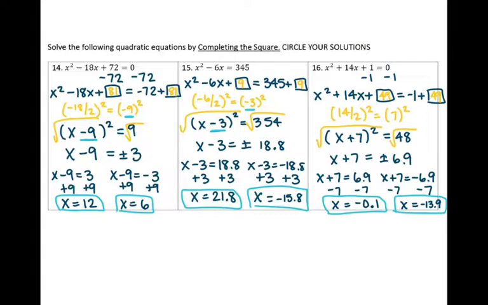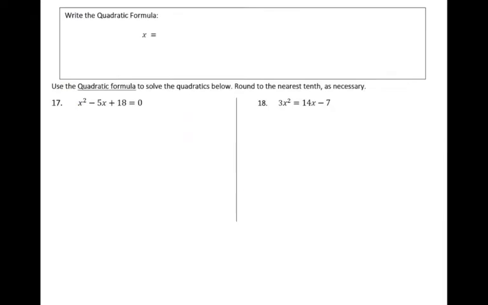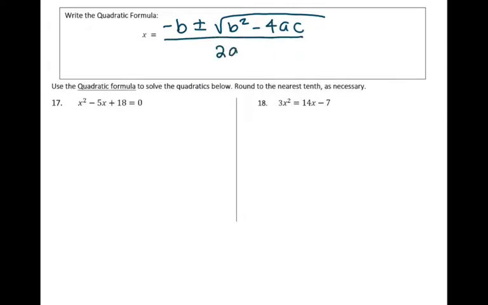All right, method number 3, good old quadratic formula. First and foremost, let's write down what the quadratic formula is. It is negative b plus or minus the square root of b squared minus 4ac, all over 2a. And that comes from standard form, where you have ax squared plus bx plus c equals 0. It most definitely has to equal 0 if you're going to use the quadratic formula.